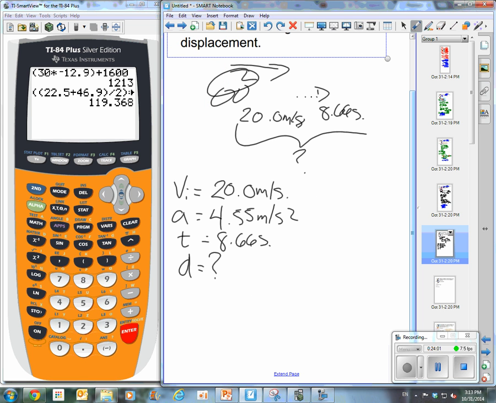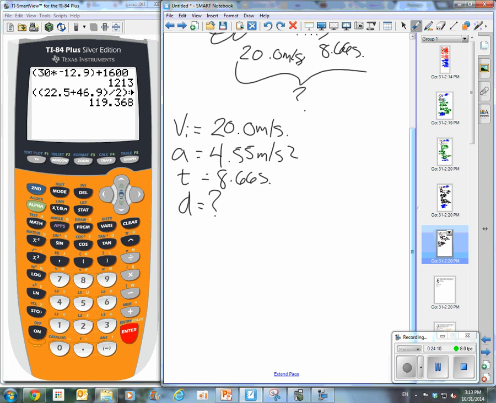All right, so I'm going to look for a formula that does not contain my final velocity, and I would look in my data booklet, again page 2, and I would find the following formula. So v_i t plus a half a t squared. So what this is saying is the displacement is equal to the initial velocity times the change in time. Oh, sorry, this should be plus a half times the acceleration times time squared.